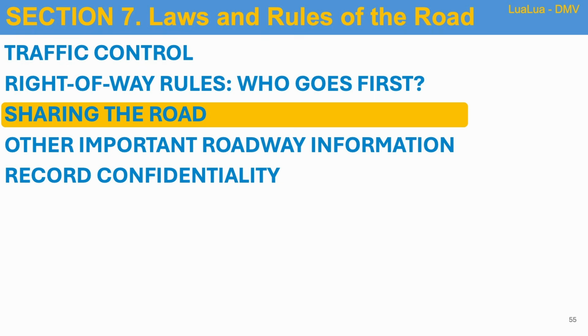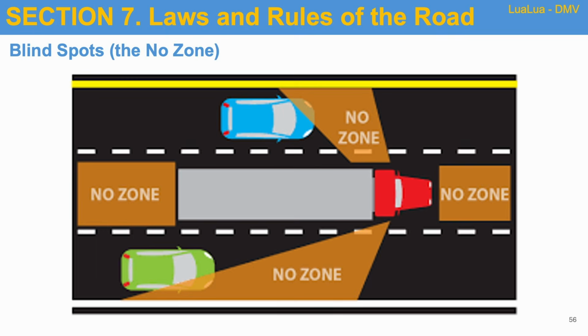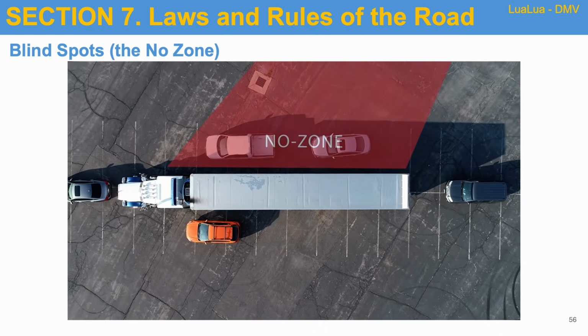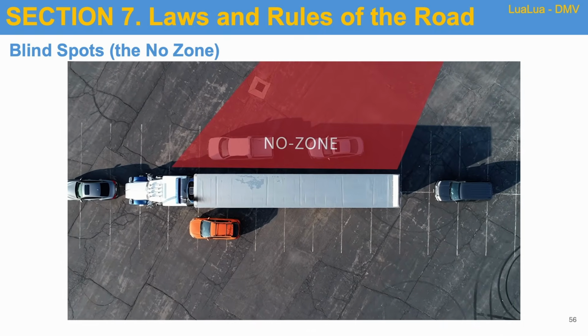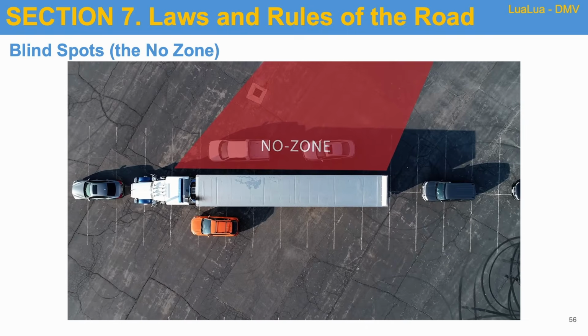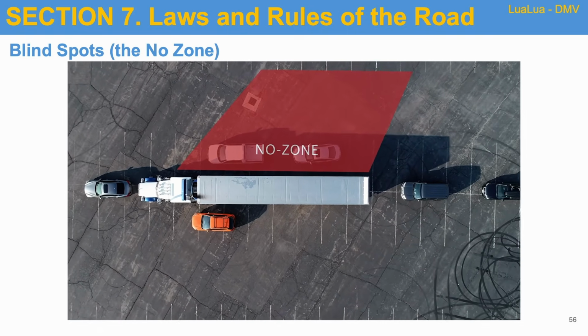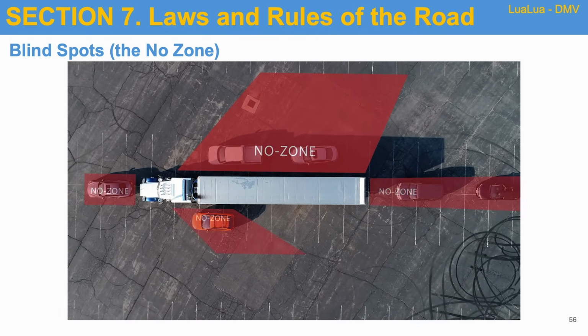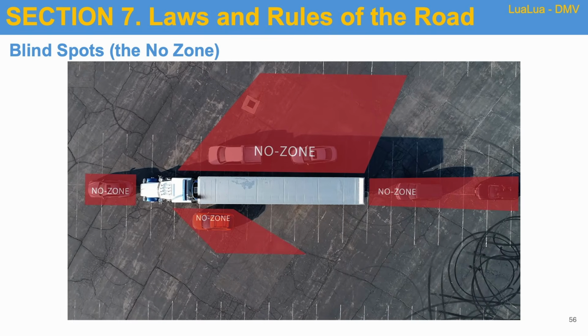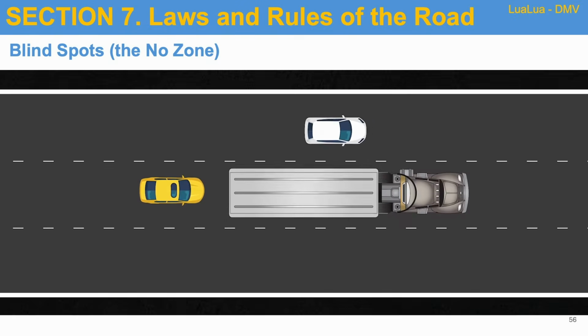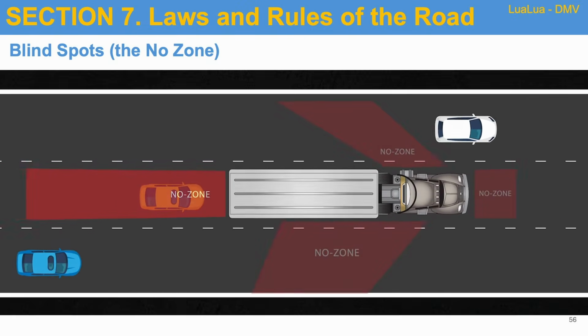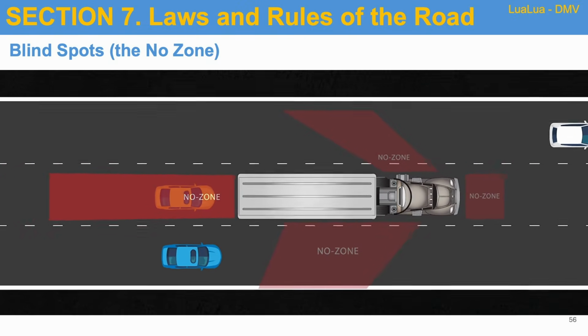Sharing the road. Drivers need to share the road with other vehicles, pedestrians, bicyclists, road workers, and large vehicles. Blind spots, the no zone. Large vehicle and truck drivers have a better view in front of them and bigger mirrors. But they also have large blind spots, also called no zones. In these areas, your vehicle can disappear from a large vehicle or truck driver's view. If you cannot see the truck's side mirrors, the truck driver cannot see you.